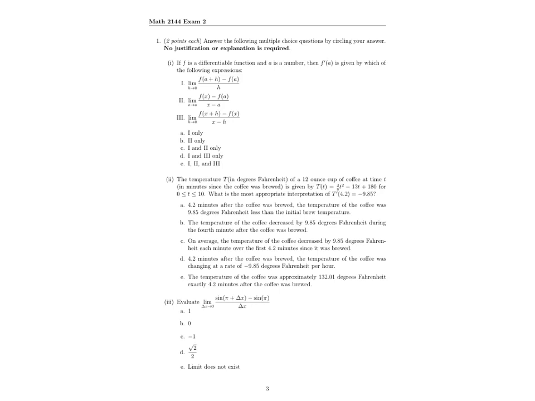For the first multiple choice, it says, if f is differentiable and a is a number, then f prime of a is given by which of the following expressions? If I look here, I can see this is a limit definition with h going to 0. I have f of a plus h minus f of a over h, so this is 1. So I know it's not that one.